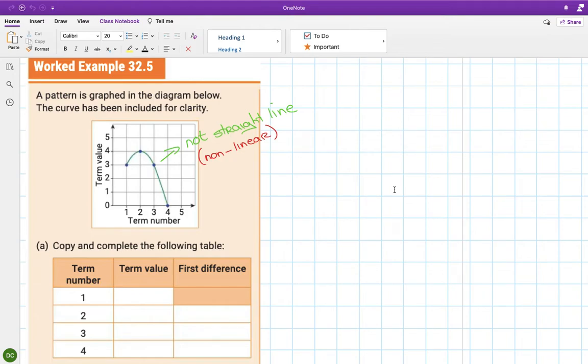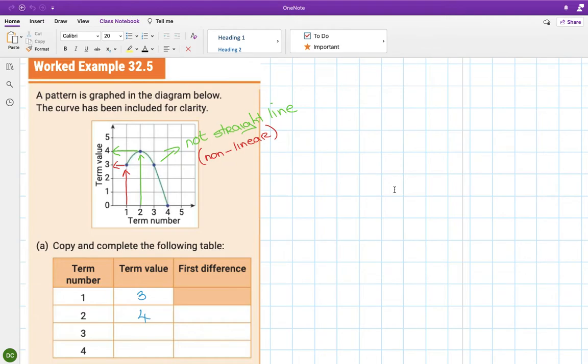Right, so it says copy and complete the following table. So the first term has what value? Okay, so we know how to read these graphs now. There's the first term. You go up to the dot and it has a value of 3. So I put 3 into the table. The second dot, so I go to the second term, I go up to the dot, and that has a value of 4.